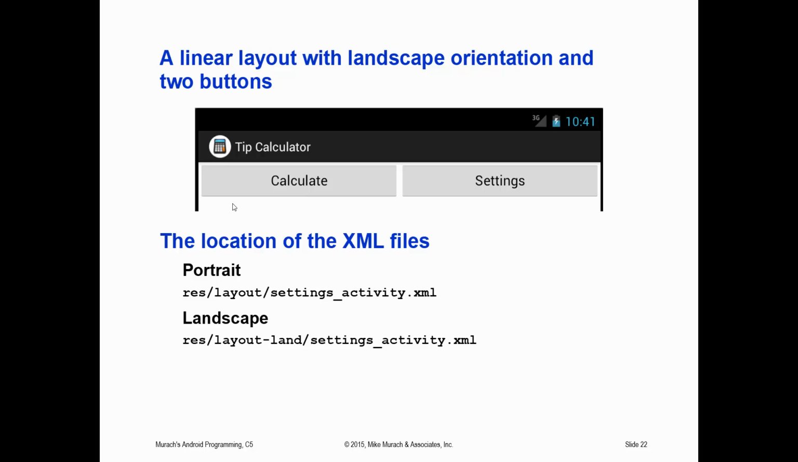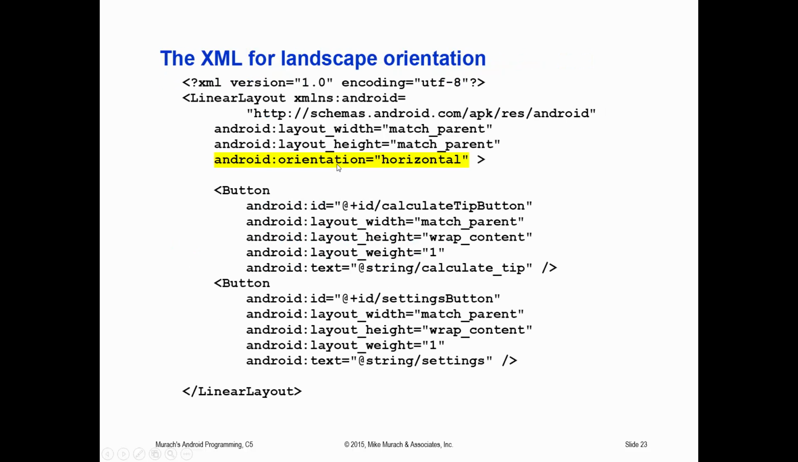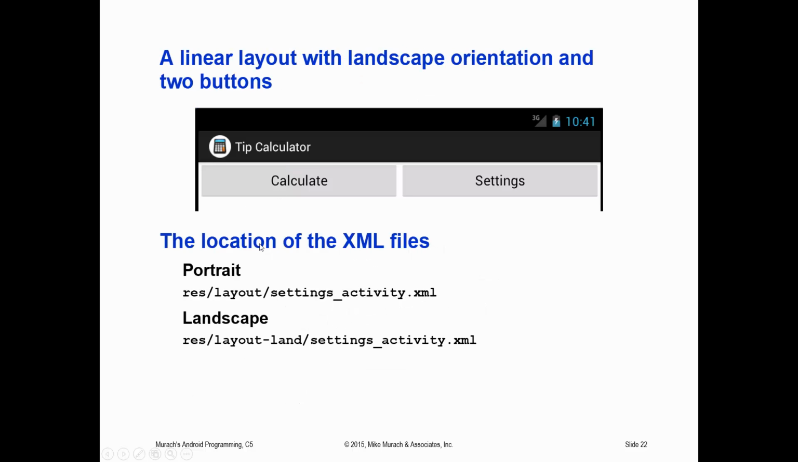So one way that you can prevent an activity from changing orientation is to edit the manifest file and set it up so you get your orientation set. Typically in that case you would set it to portrait or you'd set it to landscape. That would force it. Another way to handle screen orientation is to use the same layout for both portrait and landscape, and that's kind of what we did for the tip calculator in Chapter 3.